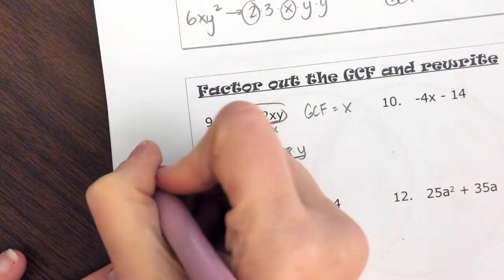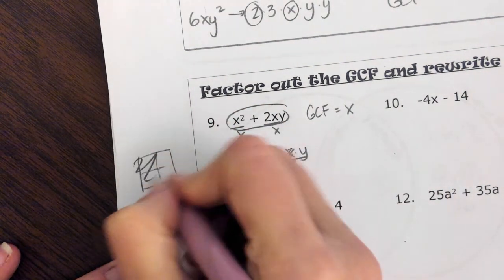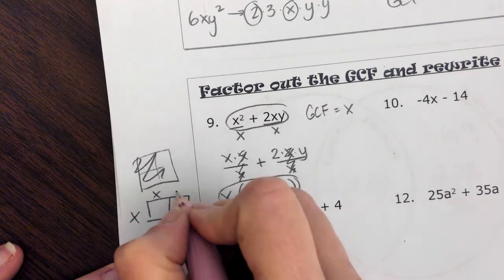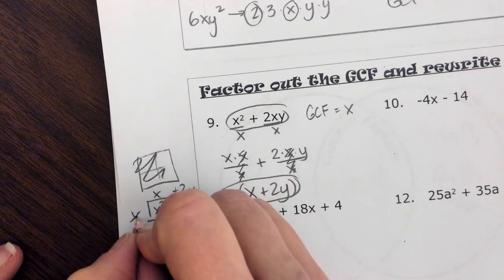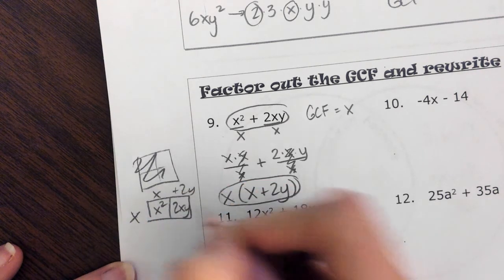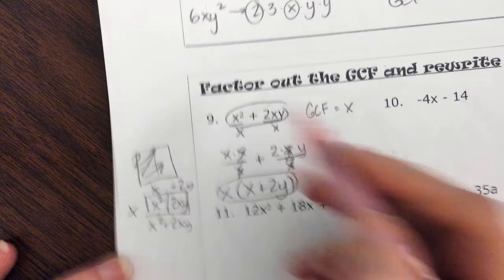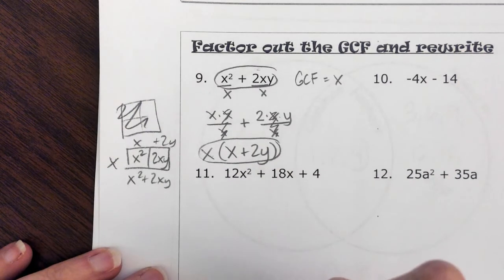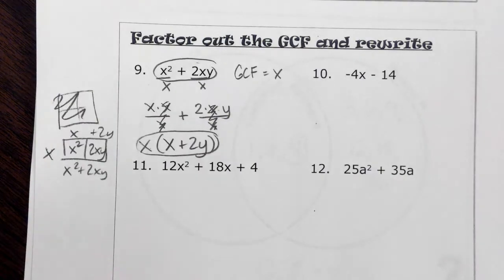How can we check that? We can stick that in a box. So I can do x times x plus 2y. X times x is x squared. 2y times x is 2xy. X squared plus 2xy. So basically you can see that all I did here was undistribute the greatest common factor. Okay? Let's try another one.